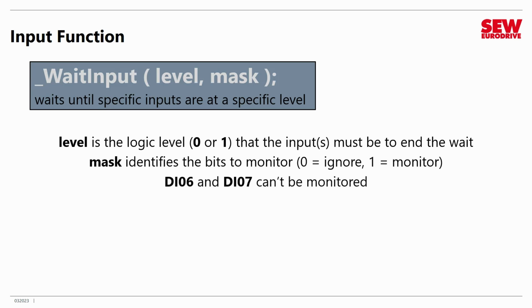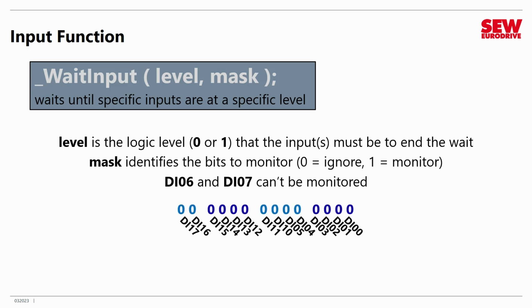And here's just a little side note. I have no idea why this is true. It's just a fact of life in IPOS. DI06 and DI07 can't be monitored for some reason. No idea why. So these are the bits you can monitor, and this is the order that they would be in the mask. So the mask has a total of 14 bits down at the lower end, the least significant bit end. So if you want to monitor a bit, put a 1 in that position. If you don't, put a 0.